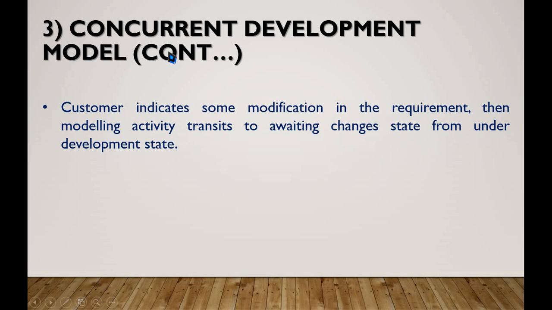Another example is that if the customer indicates some modification in the requirements, then the modeling activity transitions into the awaiting changes state from the under development state. Meaning if your modeling activity is in process and at that time the customer indicates some modification, then at that time your communication activity starts, and your modeling activity goes into the awaiting changes state, and after completing your communication, your modeling activity goes into the under development state.